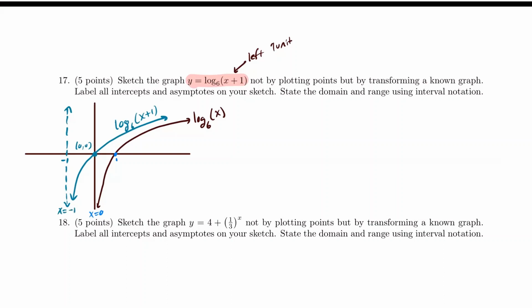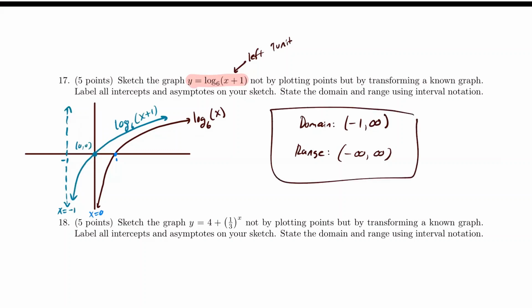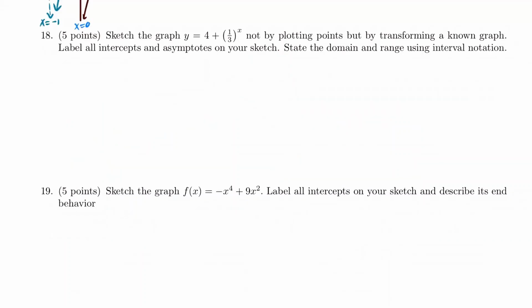And state the domain and range. So the domain for this graph is going to start from the asymptote, open, -1 to infinity, since it keeps on going this way. And then the range is going to be all real numbers, -infinity to infinity, since the graph exists everywhere along the y. So that will be the additional information we can also jot down just by looking at the graph. For number 18, we have another sketch to make.